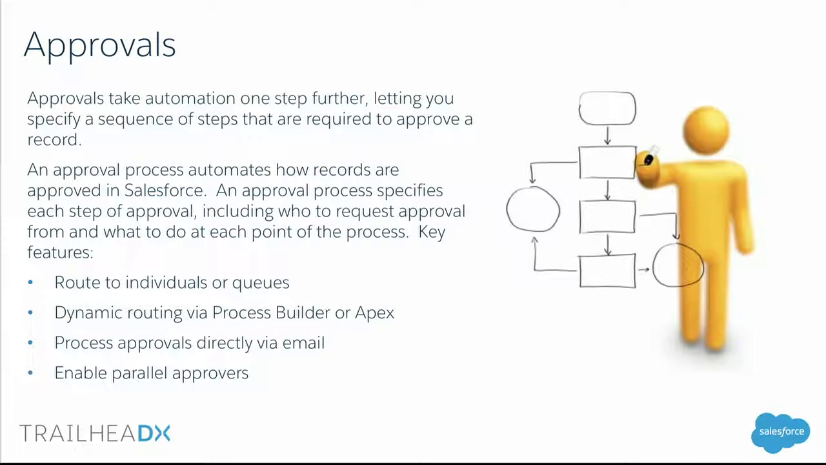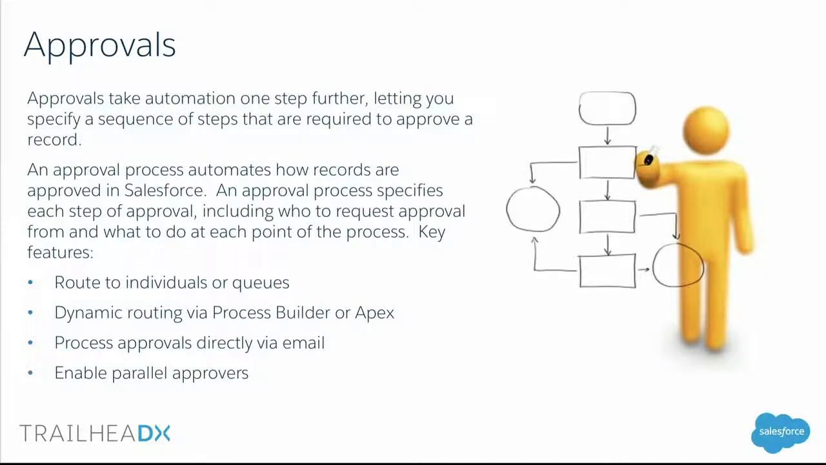Whatever that process is, it can happen sequentially, or you can make them parallel approvals, where they don't have to happen sequentially, but all the approvals have to happen, or you can tell it, we only need one of these approvals to go through for it to be finally approved. You can route these to individuals or to queues, and you can use dynamic routing through Process Builder or Apex, and you can also process approvals via email now.